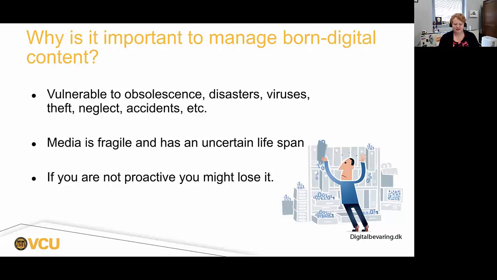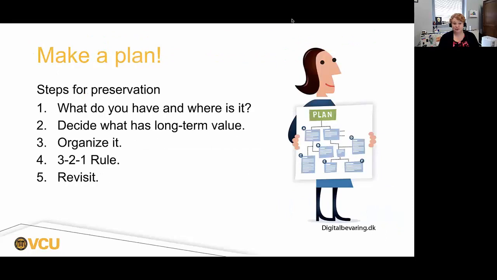So how do you deal with all of this uncertainty? Next slide, please. You make a plan. And while you can't plan for every contingency, having a plan will make maintaining your data that much easier. So these are the 5 steps that I would ask you to keep in mind. What do you have and where is it? Deciding what has long-term value, organizing it, the 3-2-1 rule, and revisit.